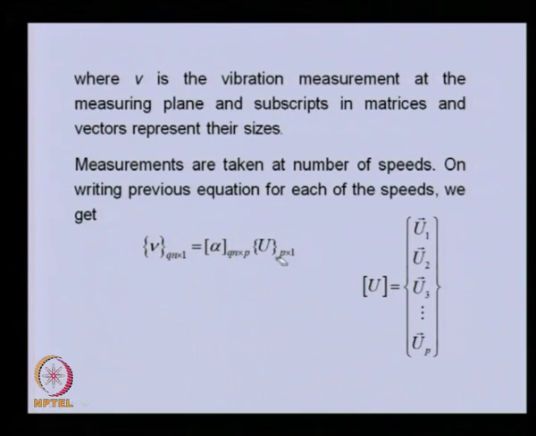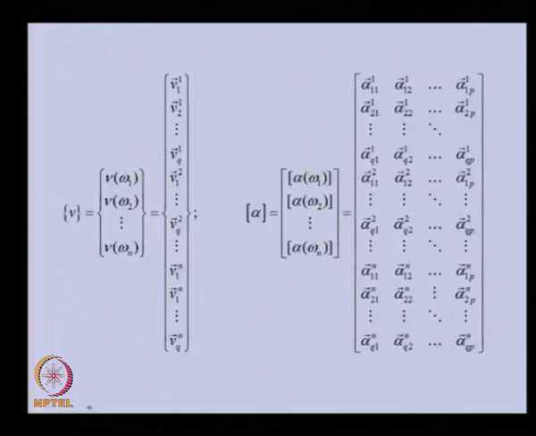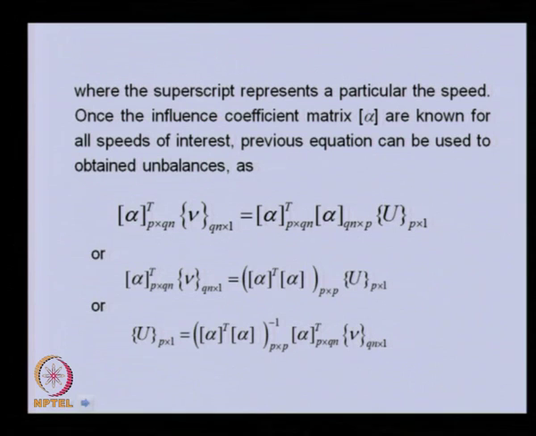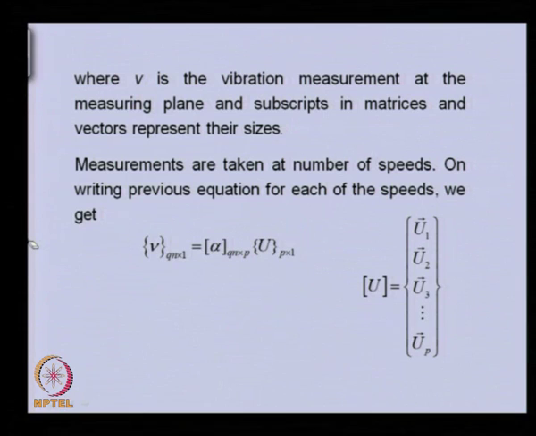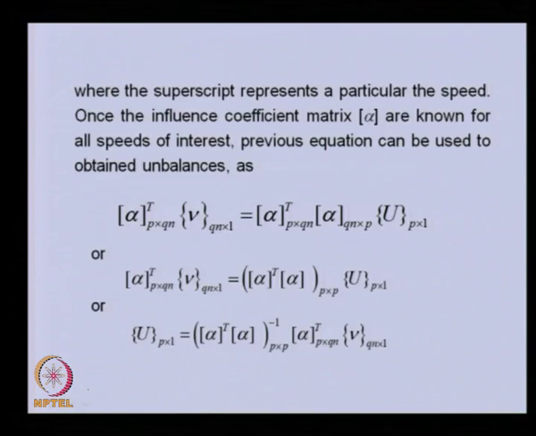Now you can see that we can write these equations for all such possible speeds of operation of the rotor, and that particular equation we are now using to obtain the unbalance. Basically, this equation we can use to obtain the residual unbalance which is there in the P number of planes. For this obviously we need to invert this matrix, but this is not a square matrix, this is a rectangular matrix. So we are following this procedure to make it square.